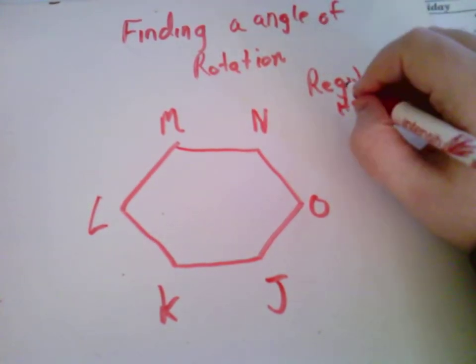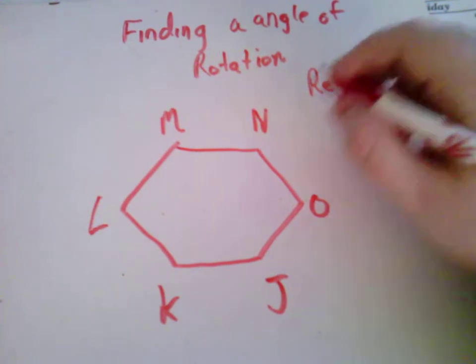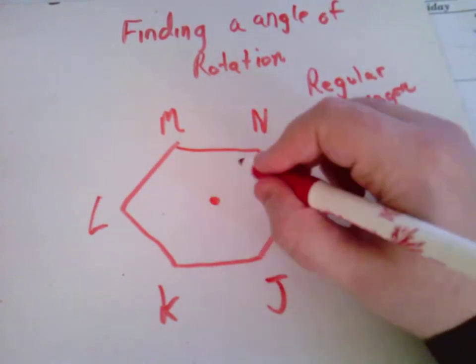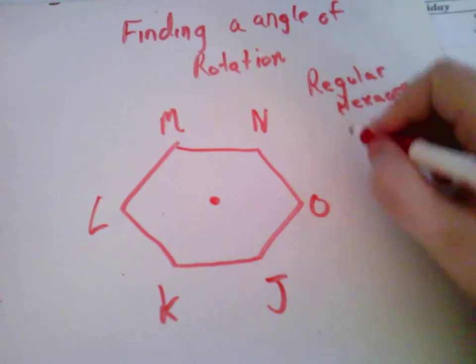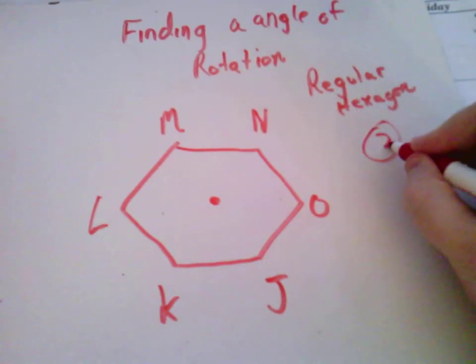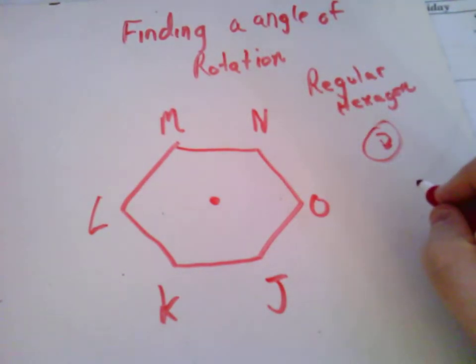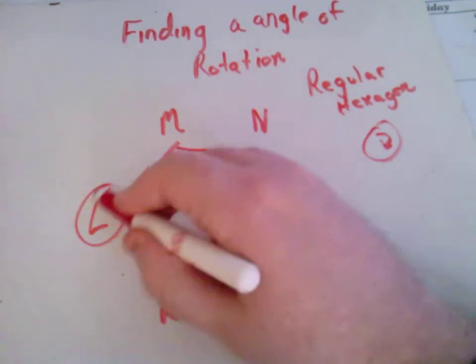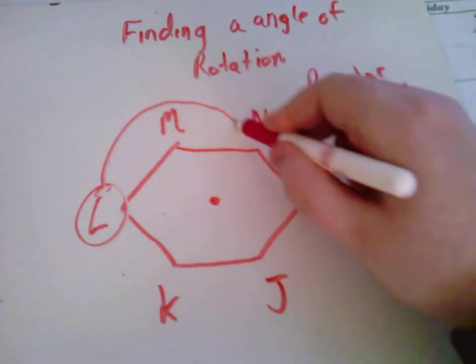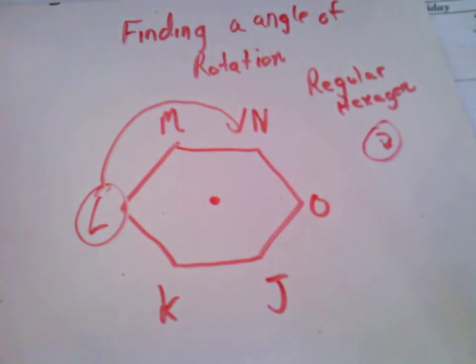Okay. And we're going to rotate this clockwise about the center, which is here, clockwise. And clockwise is, of course, in this direction. Okay. So that the vertex L is moved to N. So we're going to move this vertex here all the way over to where this is. And our objective is how many degrees does the hexagon rotate?